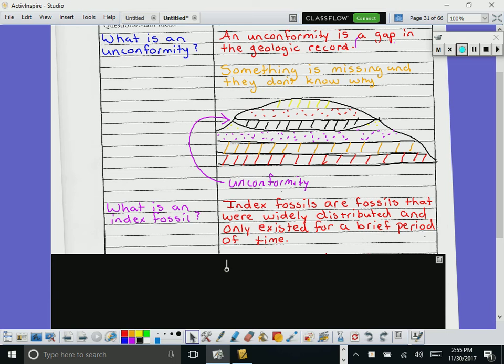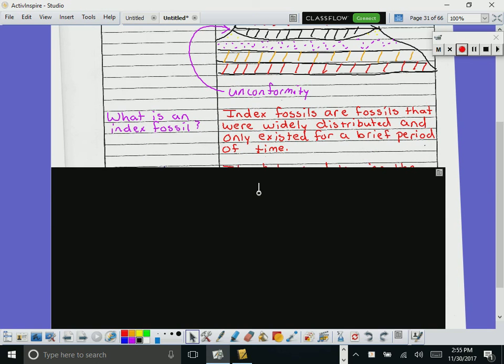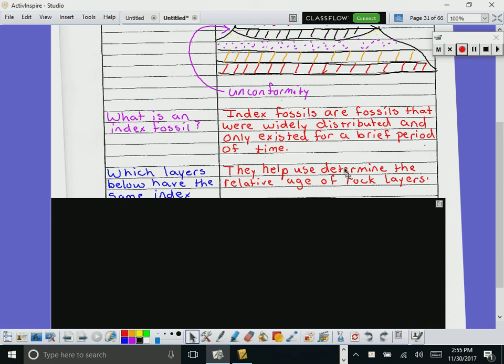When we say a brief period of time, it was still around for a long time, but scientists can determine the relative age of things because they know exactly how long a trilobite lived. So anything that's located near a trilobite must have lived during that same period of time. Does that make sense? I hope so. I'm sure you understand. Y'all are really smart. So let's talk about how they use it. They use these things to help determine relative age of rock layers also.